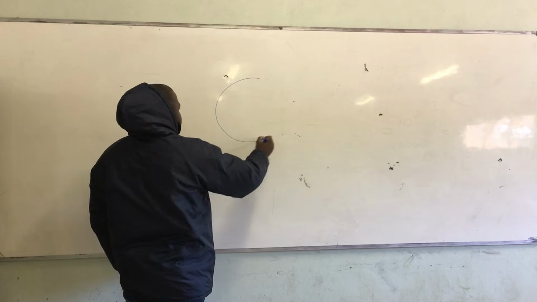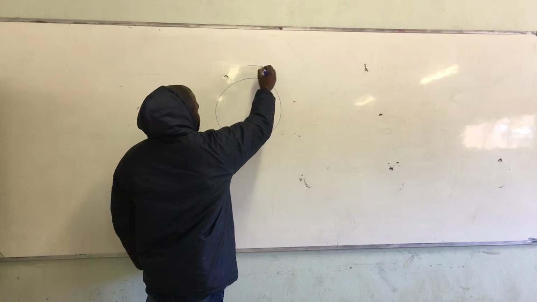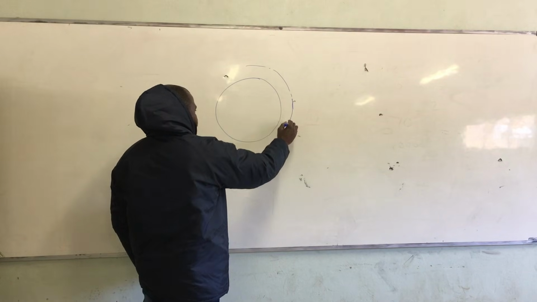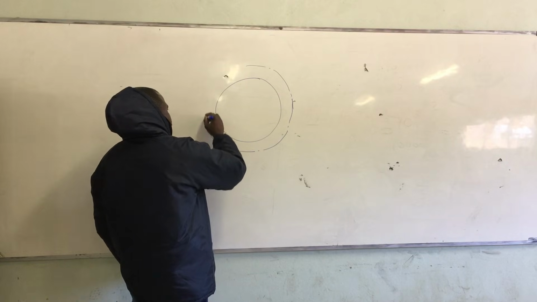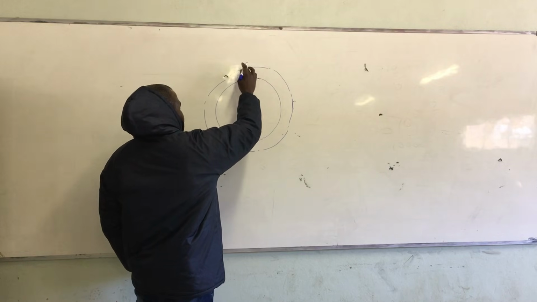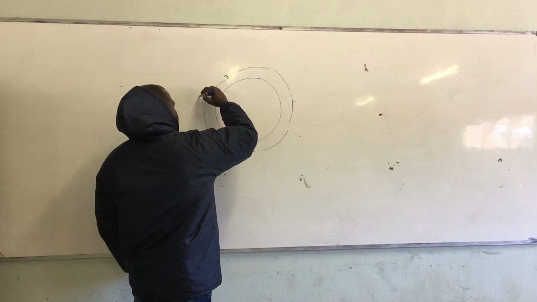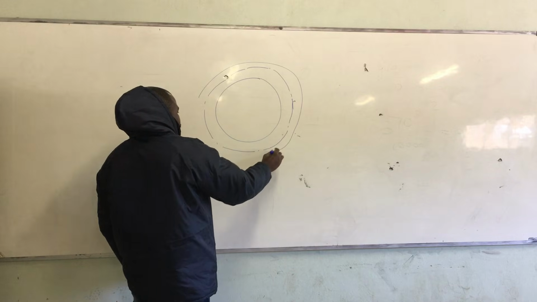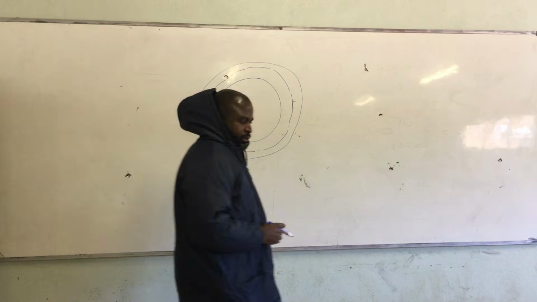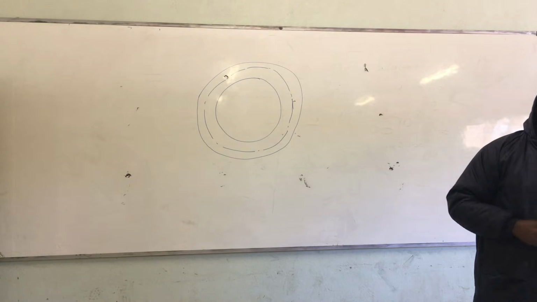So we are having a root diameter of the gear. We have PCD. We have the outside diameter of the gear, sometimes referred to as a blank diameter.